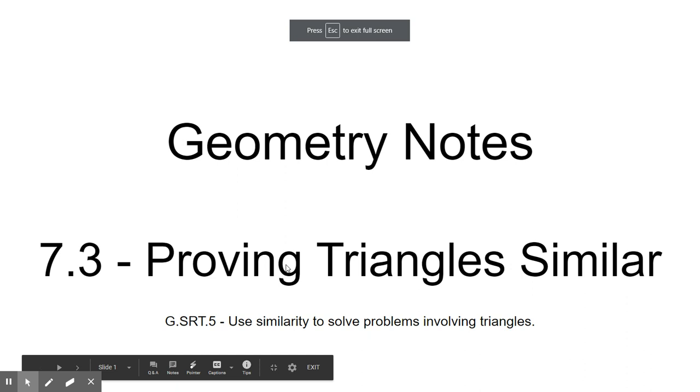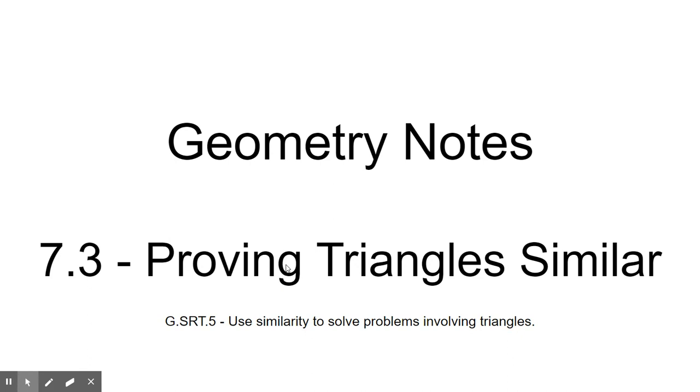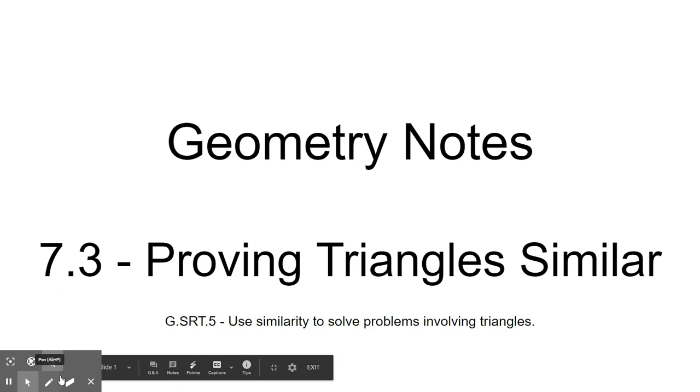All right, so section 7.3, we are going to prove triangles similar. So we're not going to do proofs per se, but we're going to look at pictures and determine whether they are similar or not. So we need to talk about the different ways to prove triangles similar. They are not the same ways that we use to prove triangles congruent.